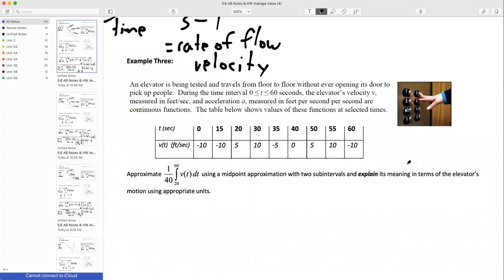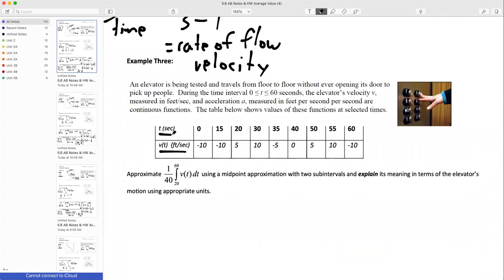Okay. So example 3 says an elevator is being tested and travels from floor to floor without ever opening its door to pick up people. During the time interval t between 0 and 60 seconds, the elevator's velocity v, measured in feet per second, and the acceleration a, measured in feet per second squared, are continuous functions. The table below shows values of these functions at selected times. So in our table here, we have selected values of velocity and selected values of time.